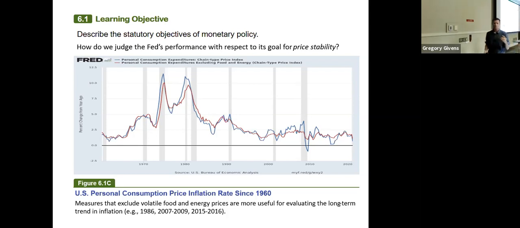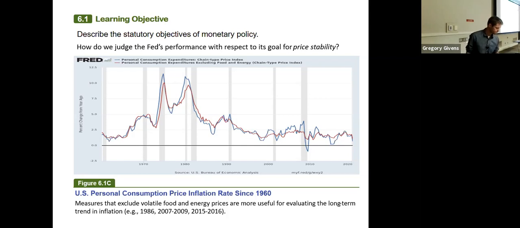So I show both of those lines there to emphasize this point that yes, they are looking at PCE inflation, but I think actually the one that maybe is even more relevant is this idea of core inflation, which pulls out these volatile food and energy prices.